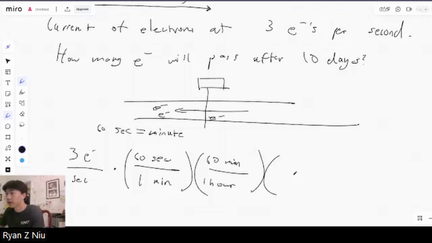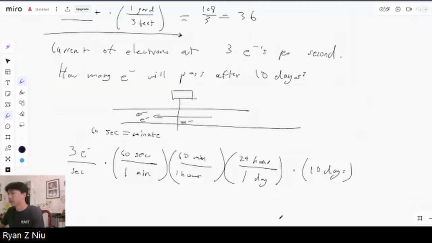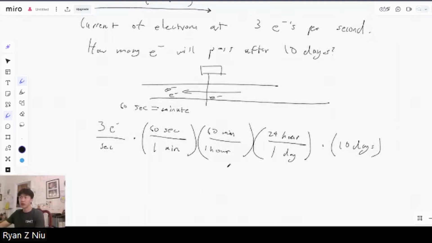And then for each hour, we're going to have 1/24th of a day, right? So 24 hours makes 1 day. And then lastly, this last one is not a conversion. We're just saying 10 days passes. So this is how this would look. And if you look at the units, boom, boom, boom, everything cancels out and we're left with electrons, which is exactly what we want. We want how many electrons will pass.